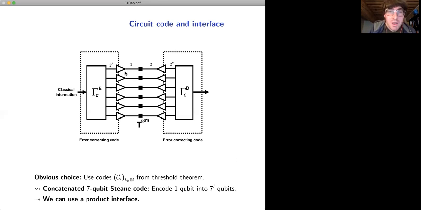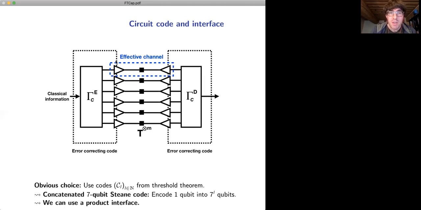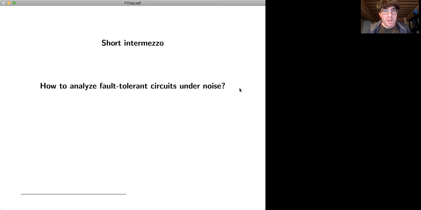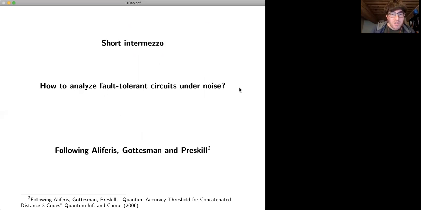So you see that maybe it's not the best idea to design these E and D operations for the channel T. Maybe what you want to do is to consider these interfaces as well. And this is exactly what we want to do. We want to develop coding schemes for this effective channel. And okay, to do so, we first have to identify the effective channel. So now I need a short intermezzo on how to analyze fault-tolerant circuits under noise. And this is again following Aliferis, Gottesman, and Preskill.